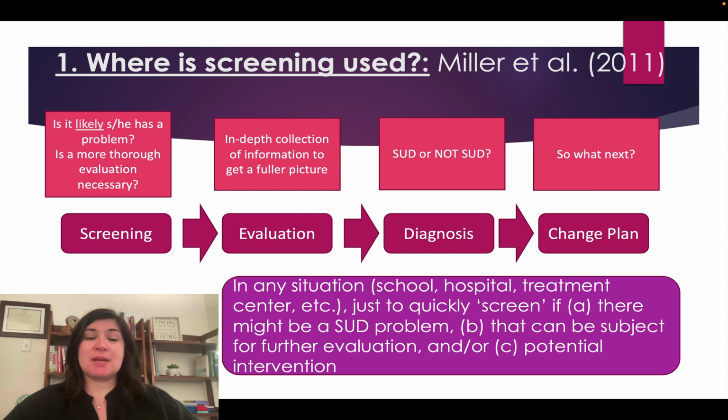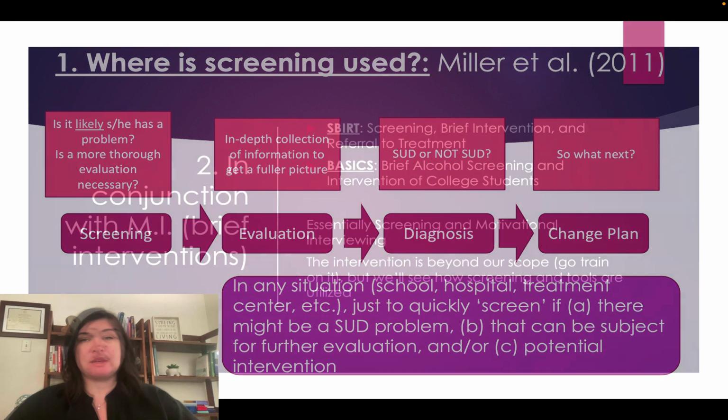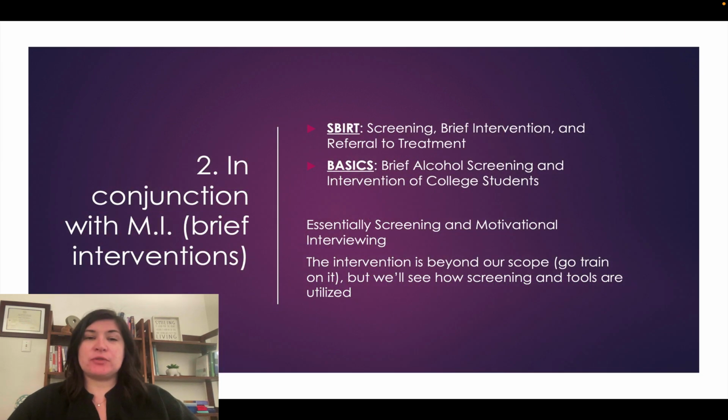And these screening tools can take place pretty much in any situation. You can have them in a school, in a hospital, in a treatment center. I have them in my private practice. They're just a quick little assessment tool to screen if, again, there is a possible substance use problem, whether they need further evaluation, or if we need to potentially intervene, which we'll see in a few slides. As discussed earlier, some screening tools can be used in the midst of an intervention. For example, they can be used in conjunction with motivational interviewing or other brief interventions.